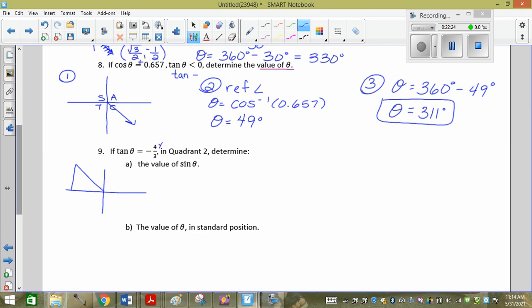Tan is y over x. So this is 4 and this is 3, and one of them has to be negative, because the negative's sitting out front. Which one of these has to be negative, the 4 or the 3? The 3, because x is negative here, but y is positive. So I get x equals negative 3, y equals 4. I have to solve for r. So r squared equals 4 squared plus 3 squared. R squared equals 16 plus 9, which is 25. Square root plus or minus. So r equals plus or minus 5, but because it's r, it's positive 5.